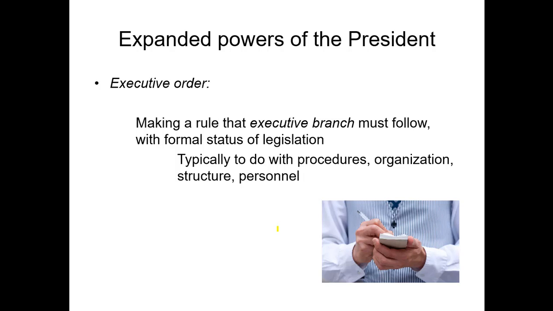Now, the third type of expanded power I want to talk about is called the executive order. These have expanded over time, particularly as the executive branch has gotten bigger and is tasked with more things to do. But basically, an executive order is simply the president making a rule that his branch must follow. As long as it does not interfere with a congressional law, it has the formal status of legislation. So most of these things have to do with changing procedures or revising organization, changing the structure of the executive branch, having to do with personnel. But as I said, it also can affect policy.